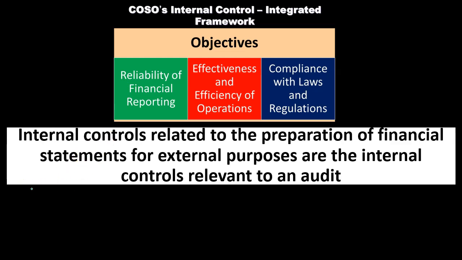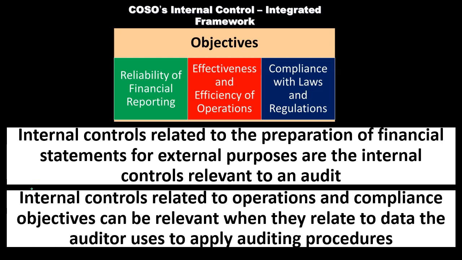So internal controls related to the preparation of financial statements for external purposes are the internal controls related to an audit. That's what we're really looking for. However, internal controls related to operations and compliance objectives can be relevant when they relate to data the auditor uses to apply auditing procedures. So there might be cases where those items will be relevant too, and we can take a look at the internal controls for them as well. But again, our focus, of course, is here with regards to our internal control.